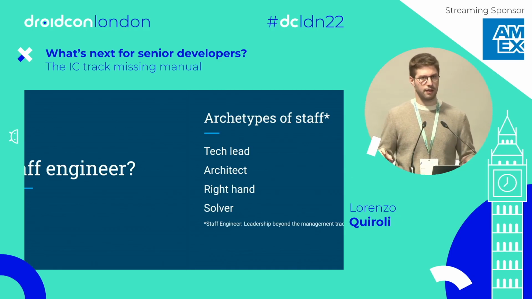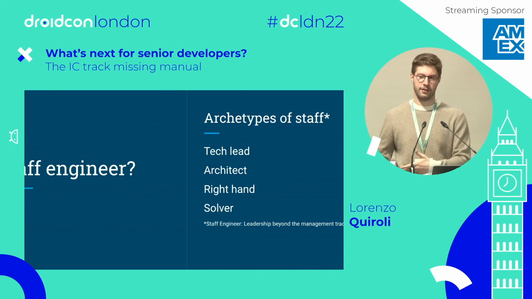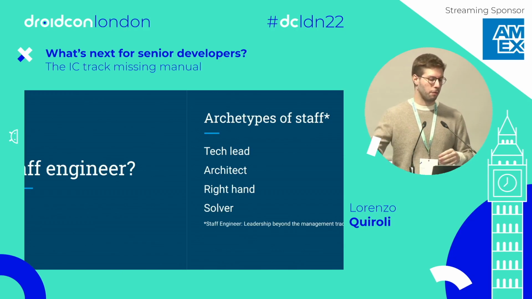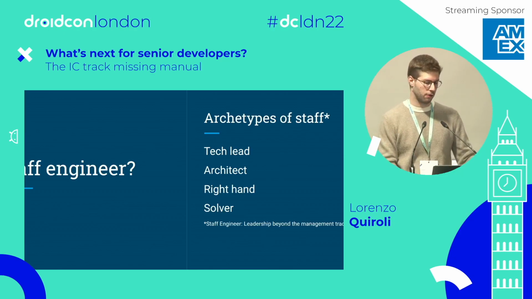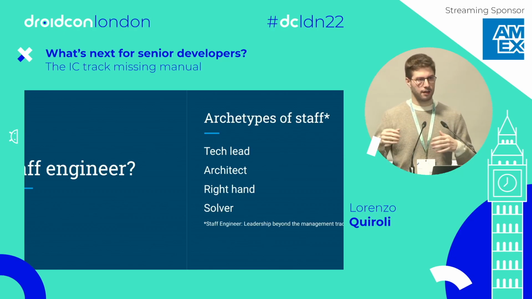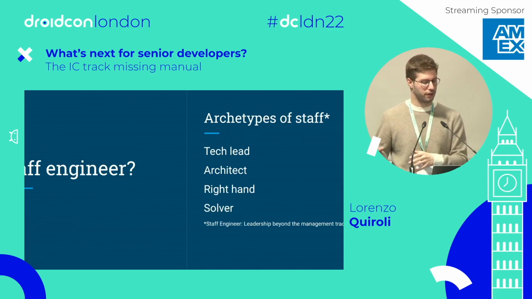The right hand is something I've never really experienced in my career, but there are staff engineers that work closely with an executive at times. So augmenting the influence and understanding how some business decisions can affect the technology team. And finally, the solver is somebody who works on particularly intricate problems across the business.